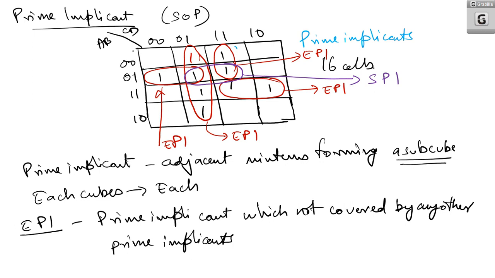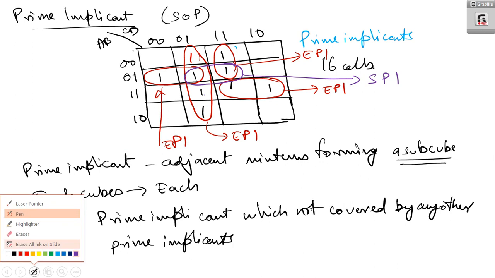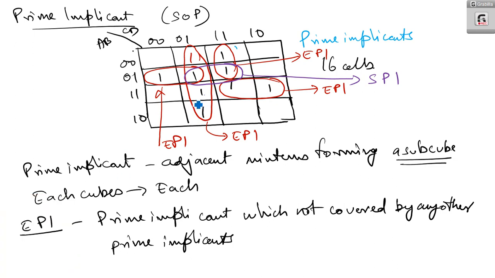Okay, now again, if I am taking a prime implicant inside an essential prime implicant, like this, I can take a prime implicant here. That is already inside an essential prime implicant. Then such kinds of prime implicants are known as redundant prime implicants. So here I have explained about prime implicant, essential prime implicant, selective prime implicant, and redundant prime implicant.